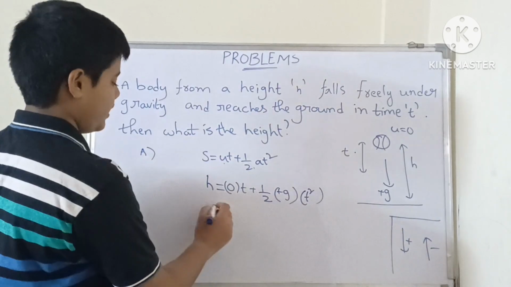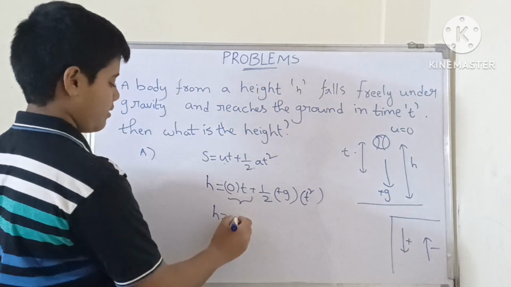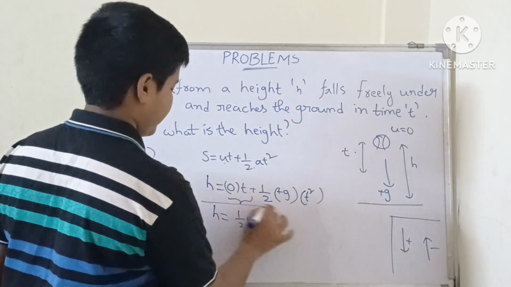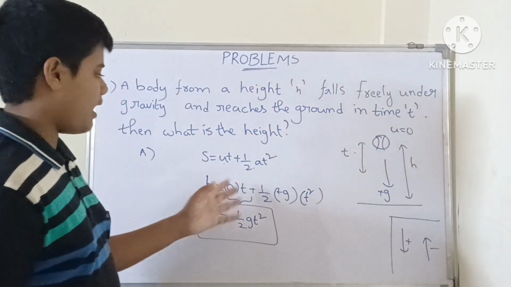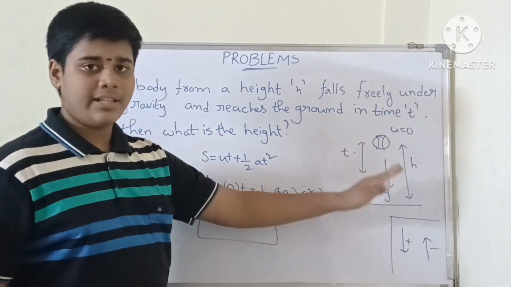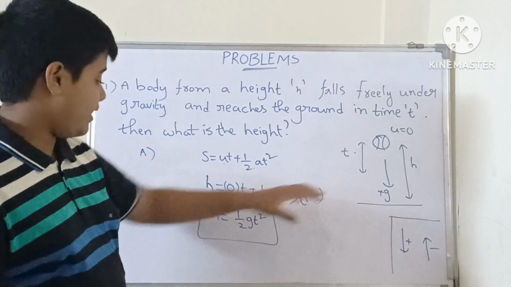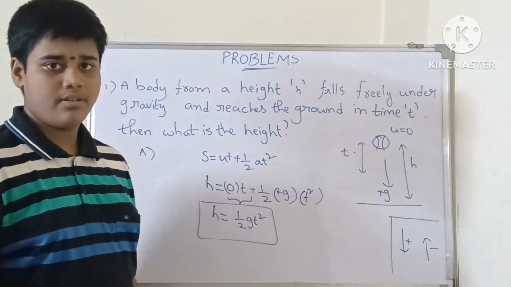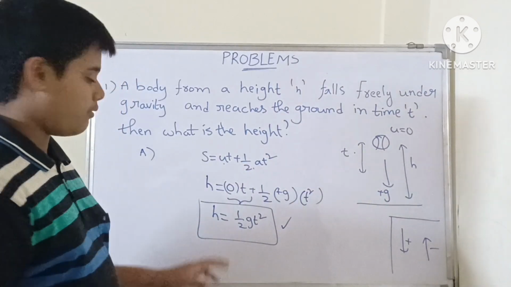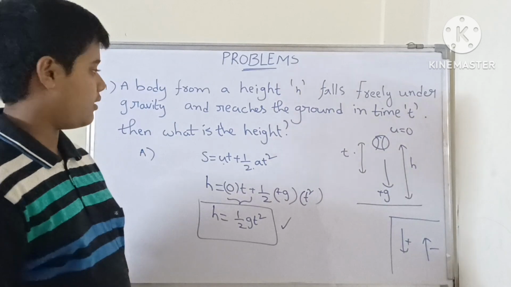So here h equals, this whole term becomes 0, since 0 into t is 0. The remaining is half g t square. 0 plus half g t square means half g t square only. So from a certain height, if we release this ball to the ground, the height is half g t square. So we can say this is the formula. So this is the first problem.